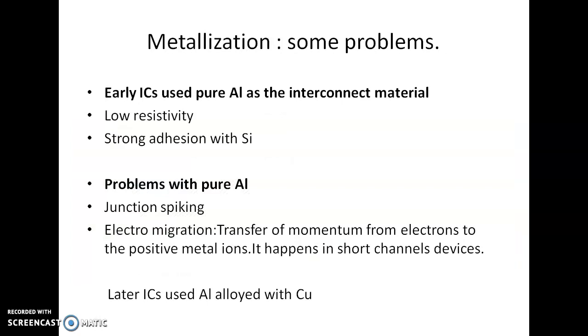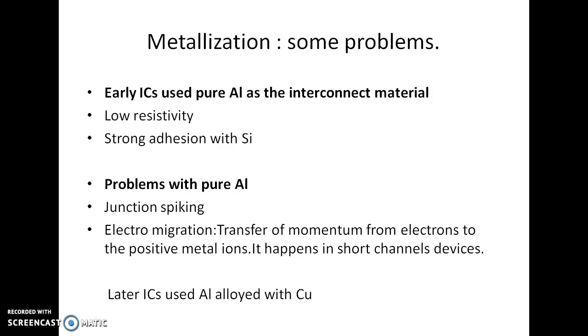So what are the problems with metallization? Early ICs used pure aluminium as the interconnect material, which has low resistivity and strong adhesion with silicon. The problems with pure aluminium are junction spiking and electromigration. What is electromigration? The transfer of momentum from electrons to the positive metal ions. Mainly it happens in short channel devices.